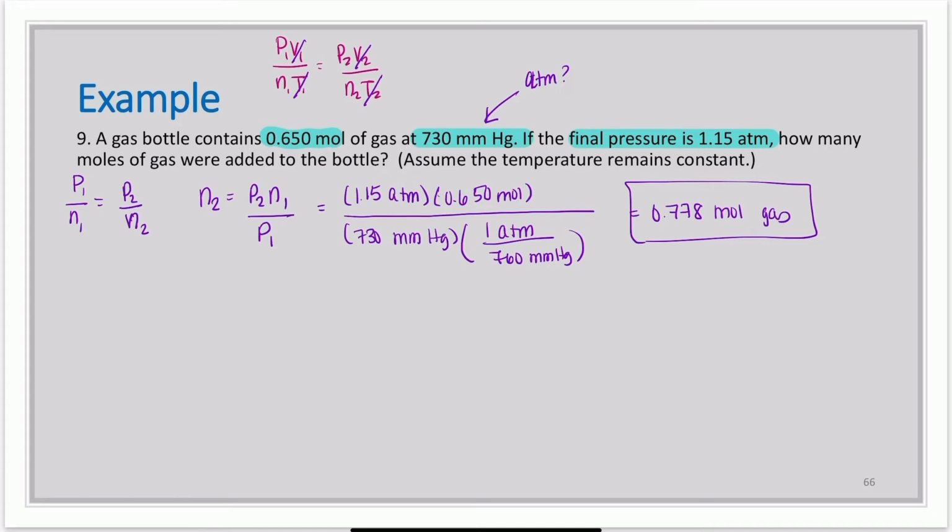That's the total number of moles. But how many moles of gas were added to the bottle? If I've got 0.778 moles total, I started with 0.650 moles. That means 0.128 moles of gas was added.